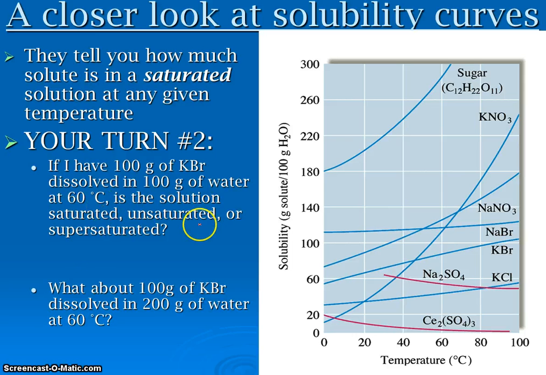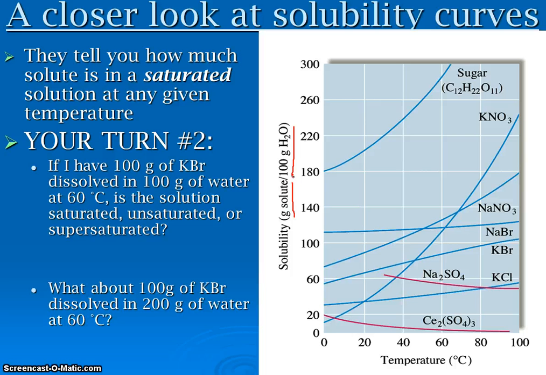They are telling you, based on the temperature, how many grams of the solute can be dissolved for every 100 grams of water. So a lot of the questions you'll see for solubility curves really are just graph interpretation. Can you take a look at the information, compare it to the graph, and see what you're looking at?